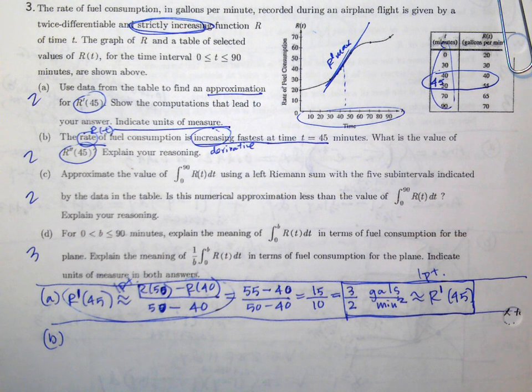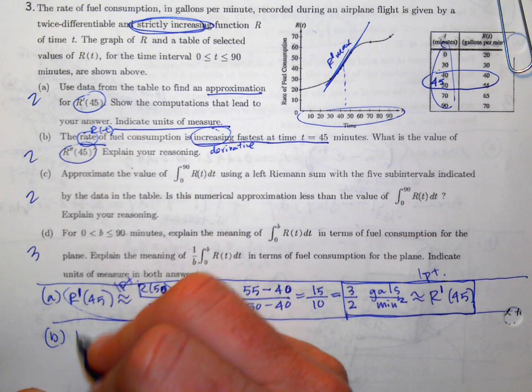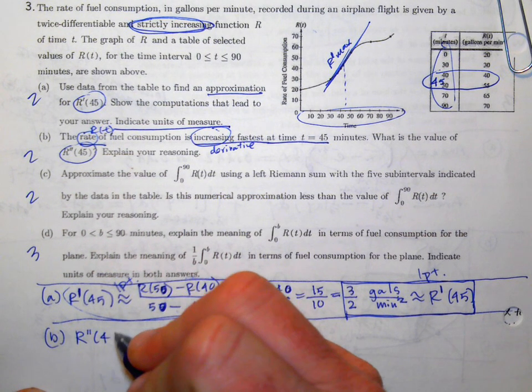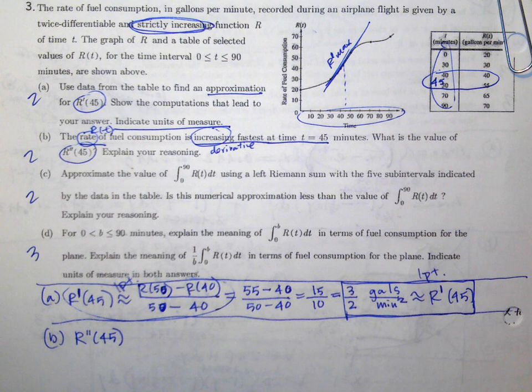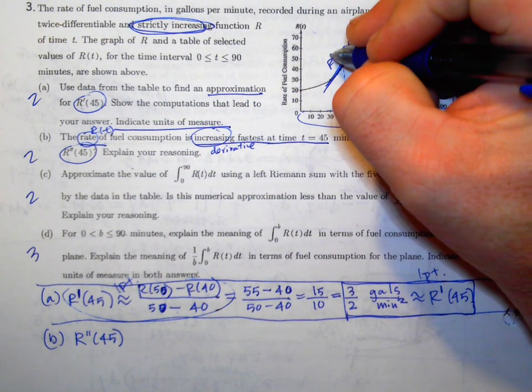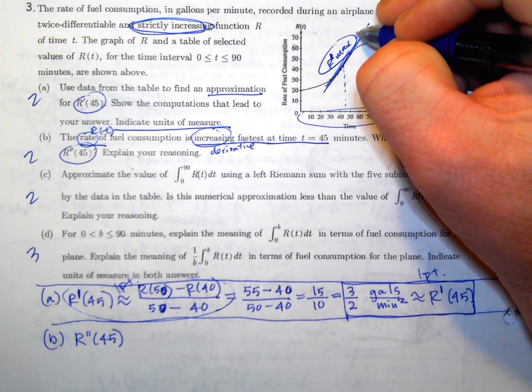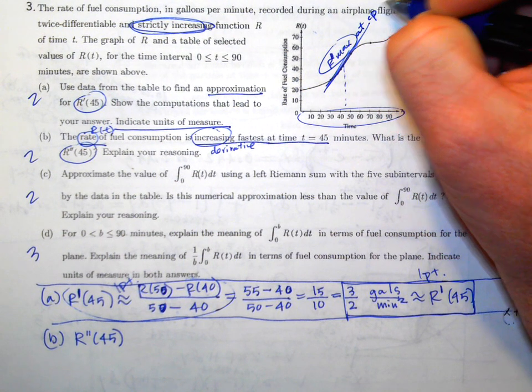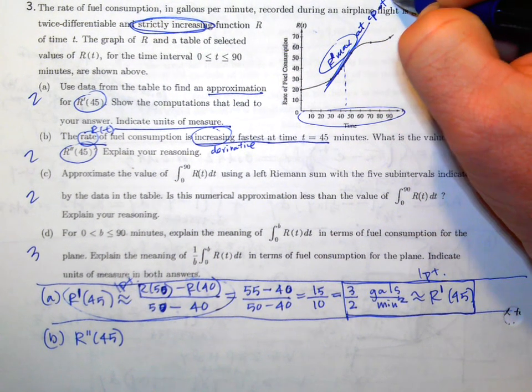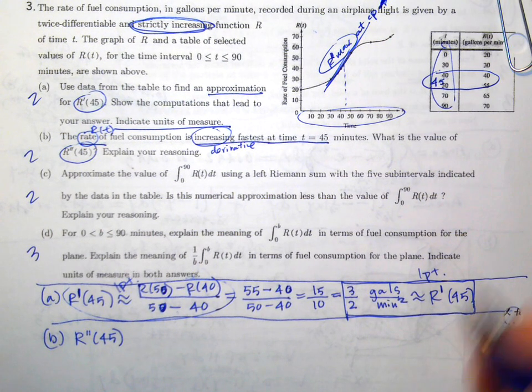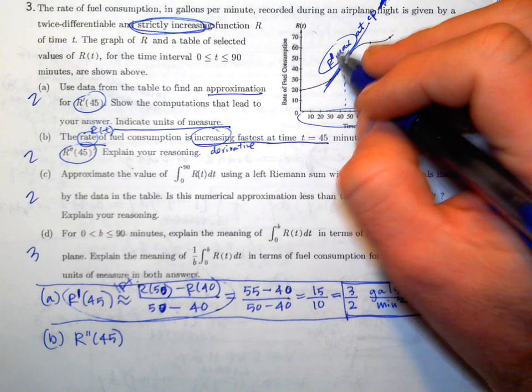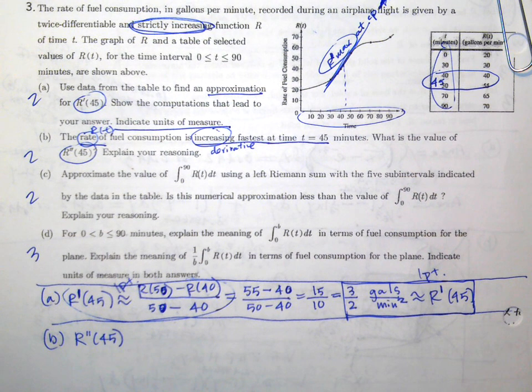Okay. So what's it say to do? It says to find r prime 40, r double prime 45, and what we're going to say is if r prime is a max, then this is going to happen at critical points of the derivative, critical points where the derivative of r prime is 0 or undefined. So it's either going to be 0 or undefined.